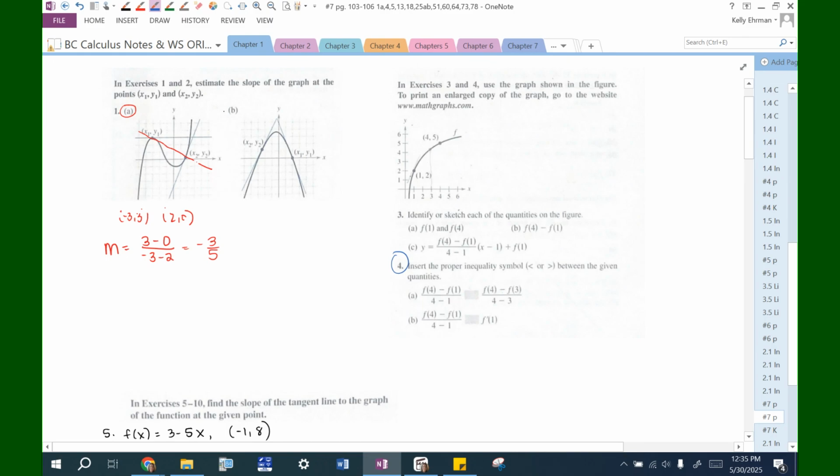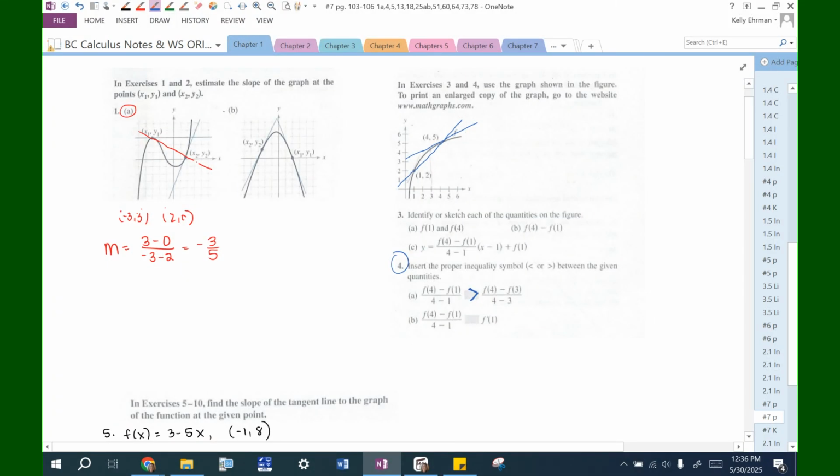So here's 4, average rate of change from 4 to 1 versus the average rate of change from 4 to 3. Definitely 4 to 3. They're both positive. 4 to 3, or 3 to 4, I should say, is less steep. So it's a lower positive number. So I'm going to say that this first 4 to 1 is a greater than.